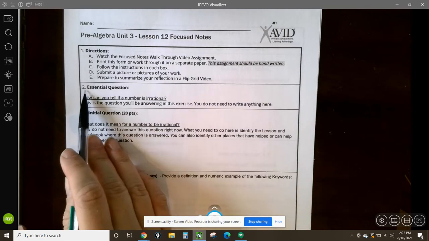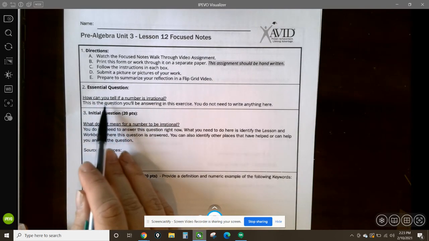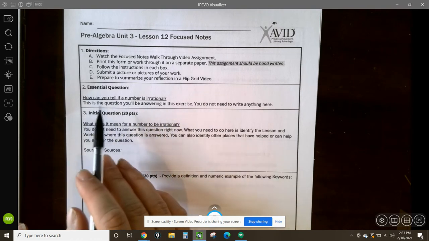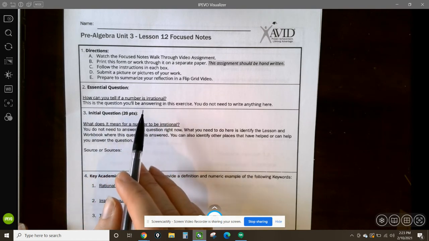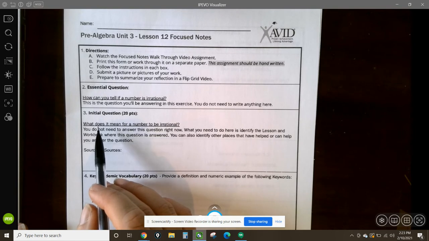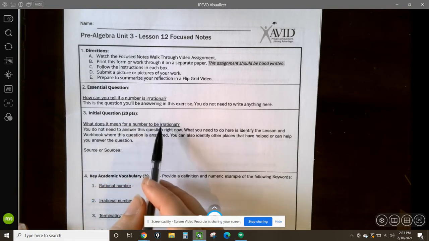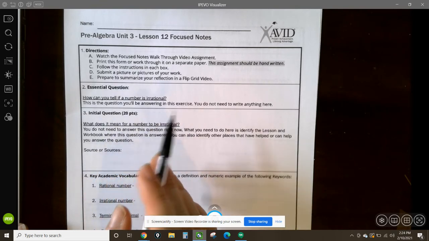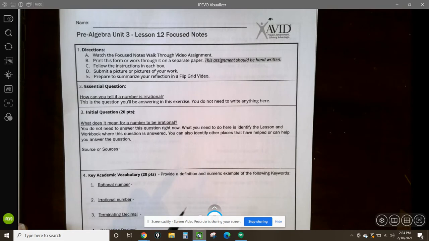All right, so our essential question: how can you tell if a number is irrational? So we're not going to answer this yet. This is just what we're thinking about as we go through these notes. And then our initial question, our starting point: what does it mean for a number to be irrational? Again, we're not going to answer this yet, but this is just our first question that we're going to think about as we go through these notes. And by the end of the notes, we'll be able to answer these two questions.